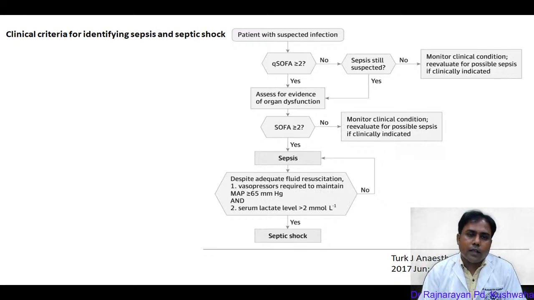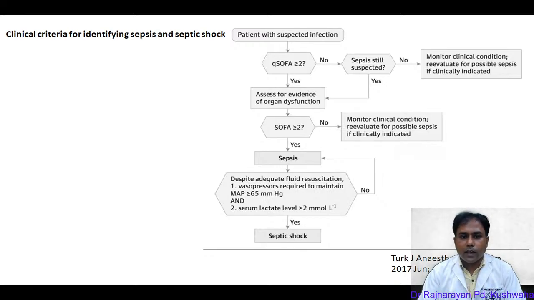To understand sepsis and septic shock, if a patient has a suspected infection or is in sepsis, then we have to evaluate two scores: one is the SOFA score and one is the qSOFA score. SOFA is the Sequential Organ Failure Assessment score, and qSOFA is the quick Sequential Organ Failure Assessment score. If any patient comes with a suspected infection, we evaluate the qSOFA score, and if it is greater than or equal to 2, then we have to think that he is in sepsis, and we assess for evidence of organ dysfunction.